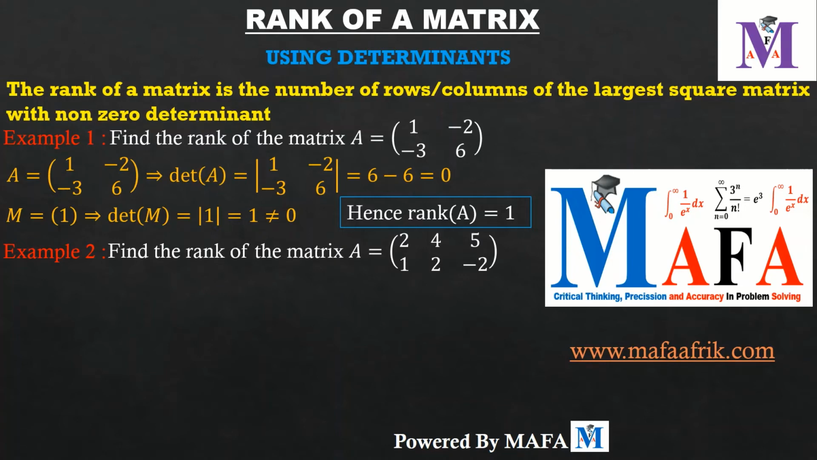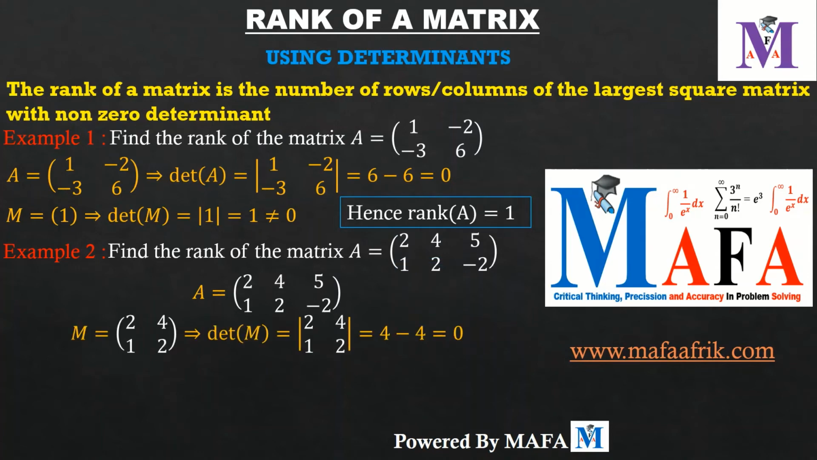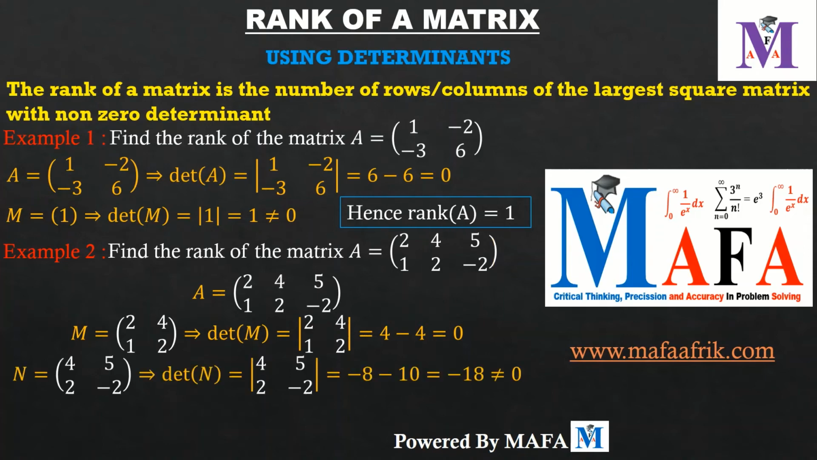So with our matrix A that has been given to us, we can identify this as a square matrix. The matrix, maybe you can call it M, which is 2, 4, 1, 2. Now the determinant is simply 4 minus 4, which is 0, so we cannot conclude. We go to the next square matrix that we can determine in our rectangular matrix, because when the number of columns is different from the number of rows, we refer to it as a rectangular matrix. Now that is the next, maybe we can call it N, and if we find the determinant, we see the determinant is -18 and it is different from 0.